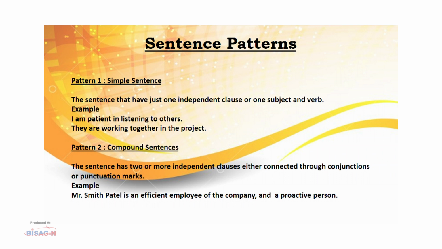So for example, it says Mr. Smith Patel is an efficient employee of the company. Right? Now that's one sentence. Do you see that? It's one complete sentence. It says Mr. Smith Patel is an efficient employee of the company. The sentence ends. Then the next sentence starts after and. It says and a proactive person. So we have two independent sentences or two independent clauses in one sentence. That is what a compound sentence is.